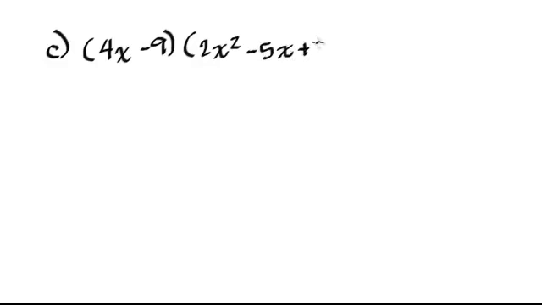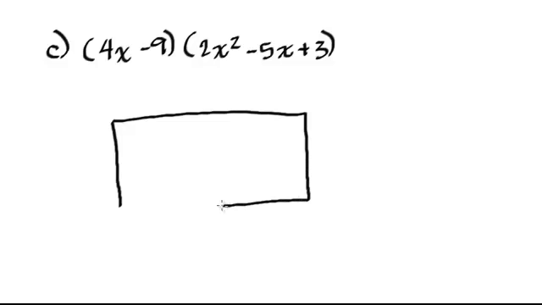Letter C. I have 4x minus 9 times 2x squared minus 5x plus 3. This time I'm multiplying a binomial with a trinomial. Since we're working with a lot more terms, I'm going to use the box method to multiply this. So I'm creating a big box, and then this box, I'm going to split it into 6 smaller boxes.